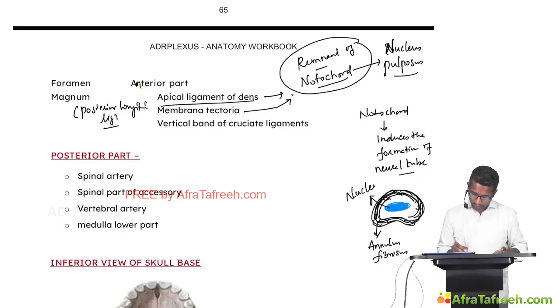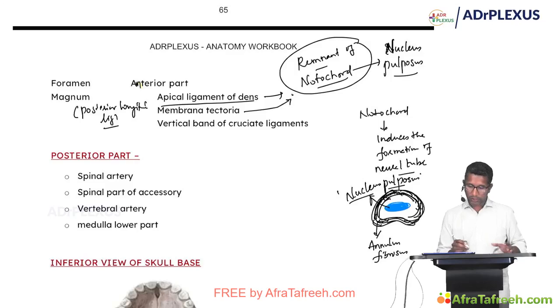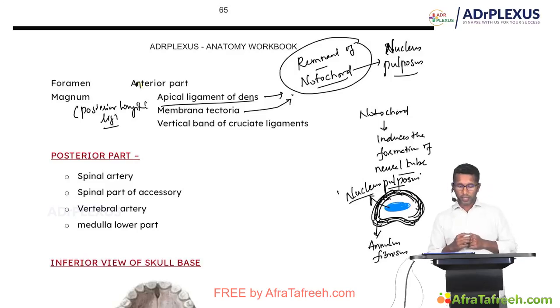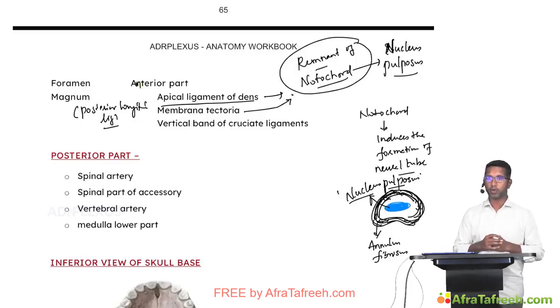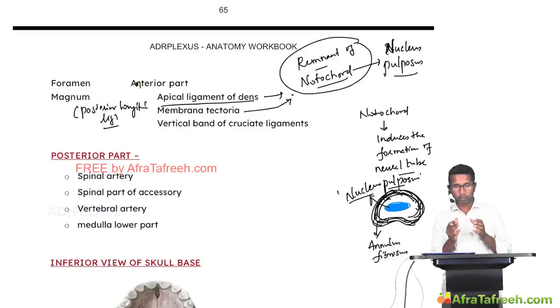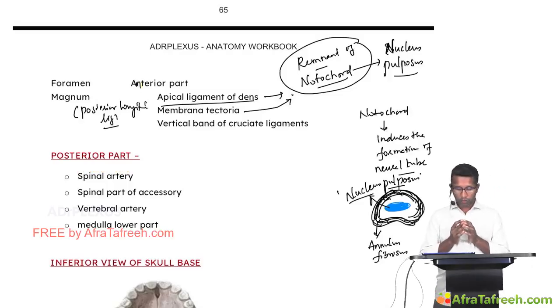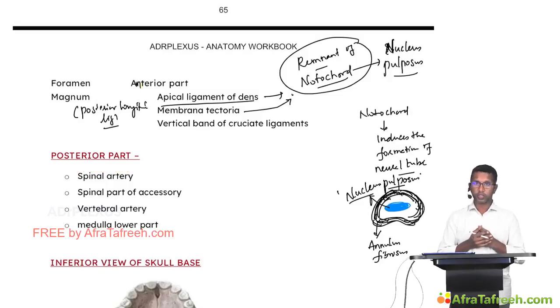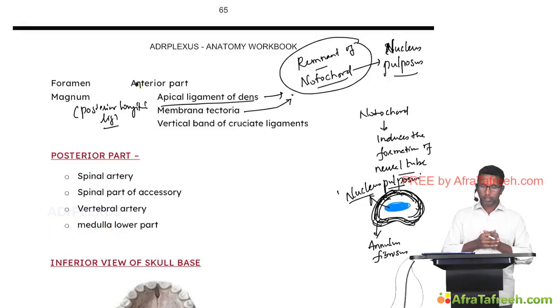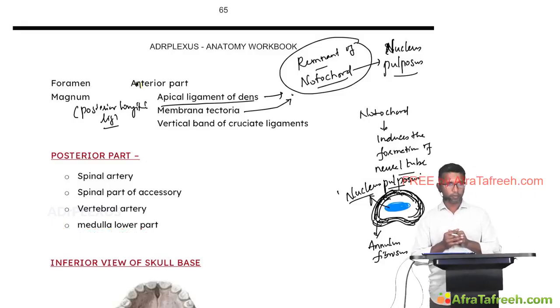This nucleus pulposus is the one responsible for nerve irritation in an intervertebral disc prolapse. When a prolapse happens, it is this nucleus pulposus which comes out and irritates the nerve. It is highly chemogenic, so it causes severe pain. So this is the nucleus pulposus seen in the intervertebral disc, which is a remnant of notochord. Yes, come back to our topic, foramen magnum.